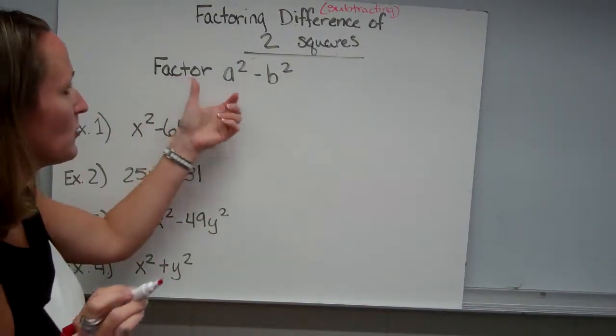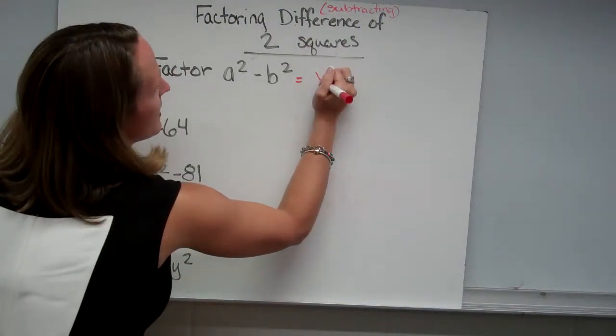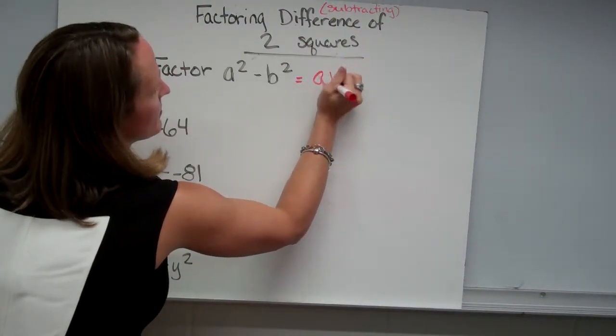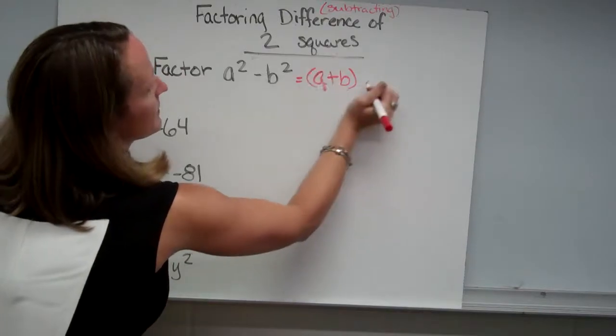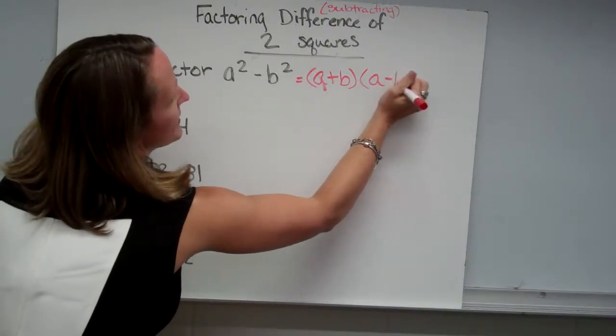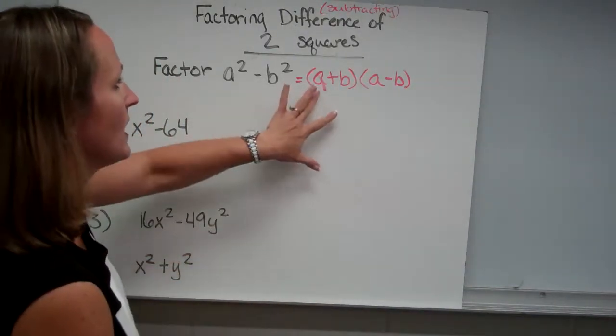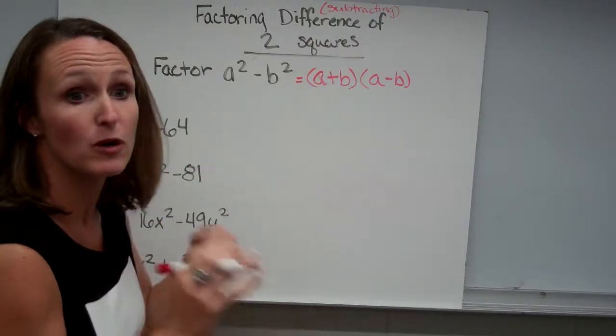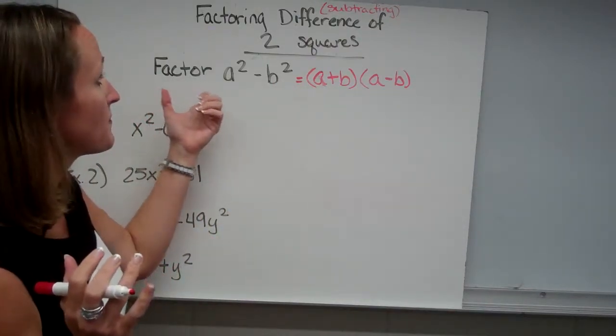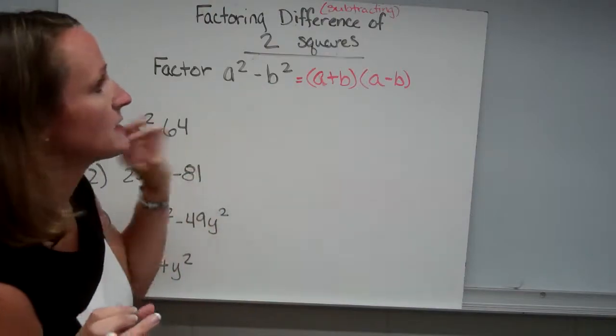What are we looking at? What we're really looking at here is this: (a plus b) times (a minus b). Now, how do I know that? Because what I want is for my answer after I factor to cancel out my middle terms.